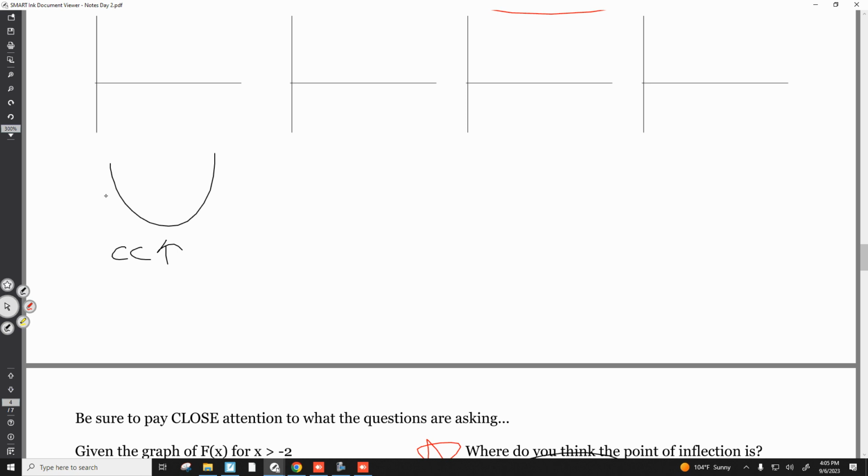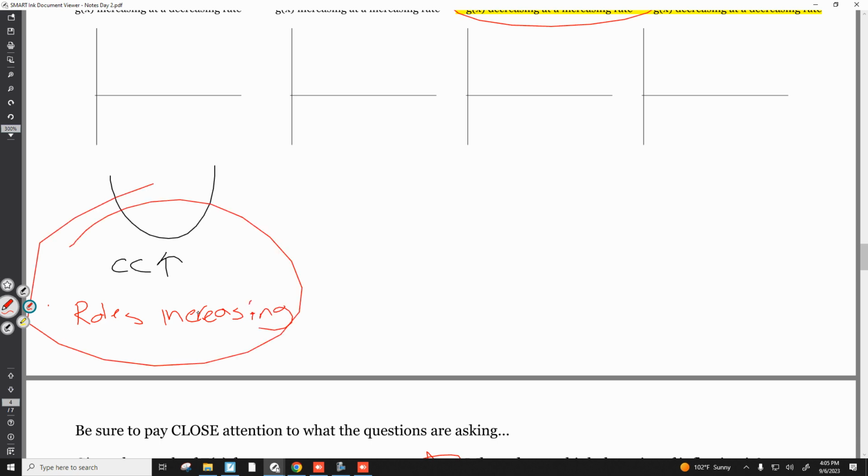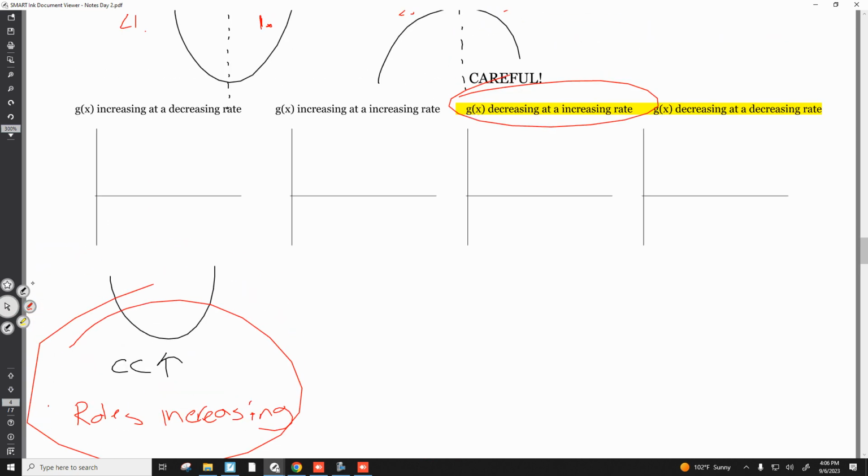-5, -4, -3, -2, -1, 0, 1, 2, 3. The slopes or the rates are increasing. Guys, you need to put this in your notes 15 times. If your slopes are increasing, the graph is concave up. If G is decreasing, but the slopes are increasing, the graph has got to be concave up.